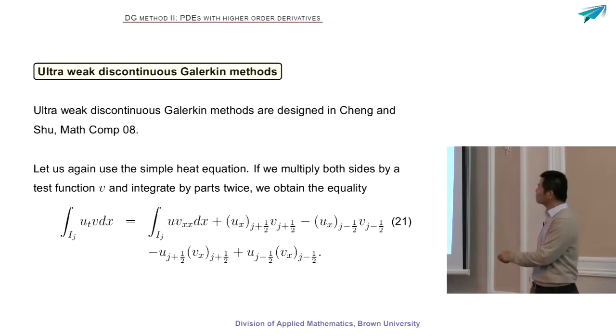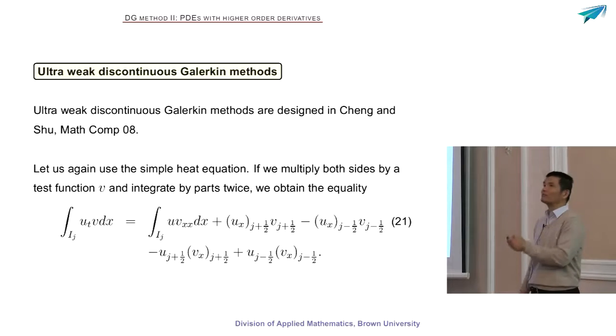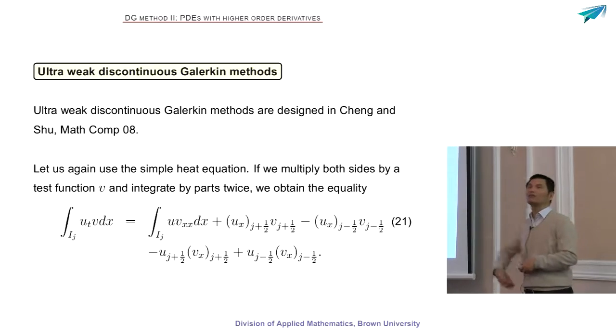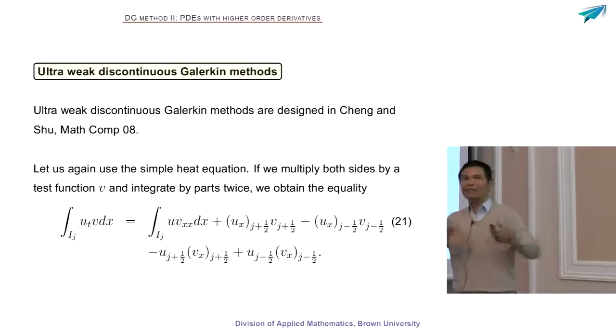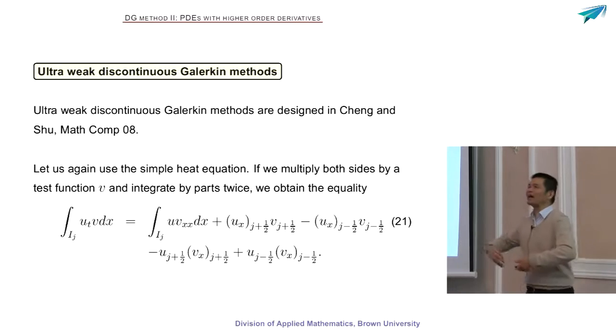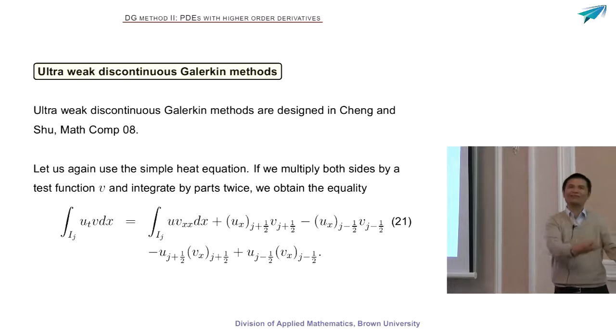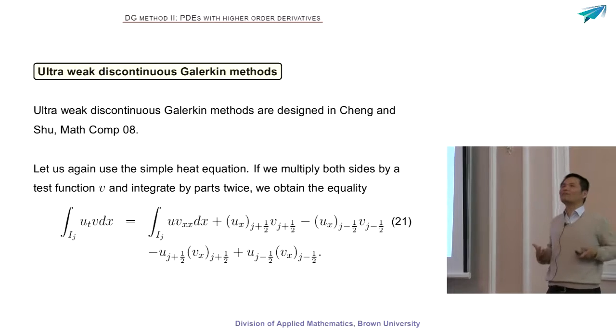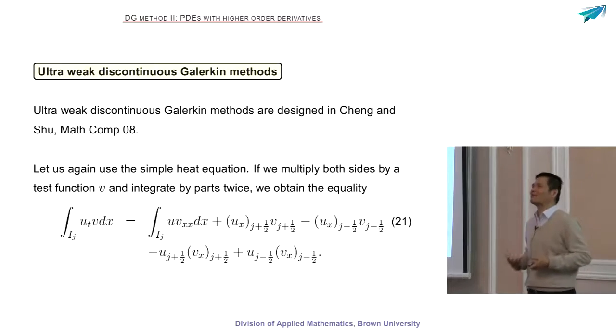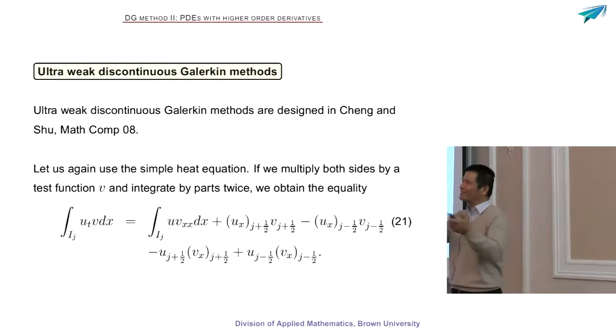This certainly is an equality satisfied by the exact solution. Ultra weak comes from the fact that you throw all derivatives to test functions. Weak means you throw about half your derivatives to the test function. You still keep half of the derivative, then you throw half of the derivative to the test function by integration by parts. This is weak.